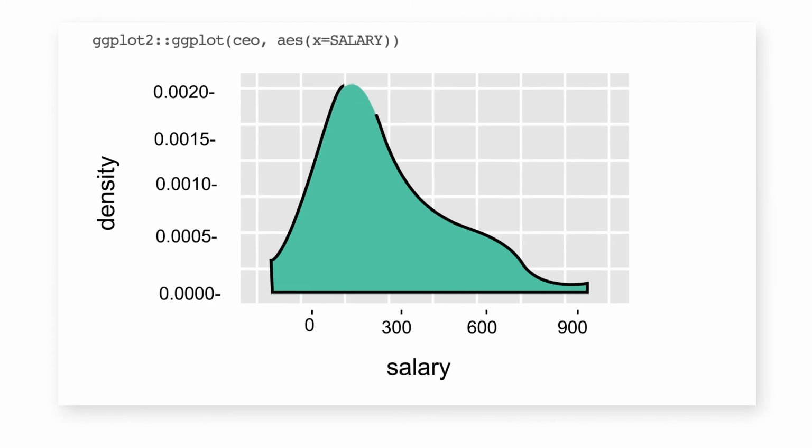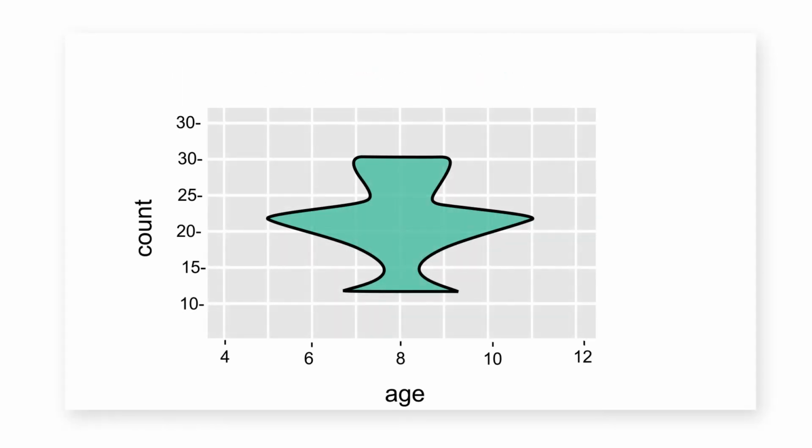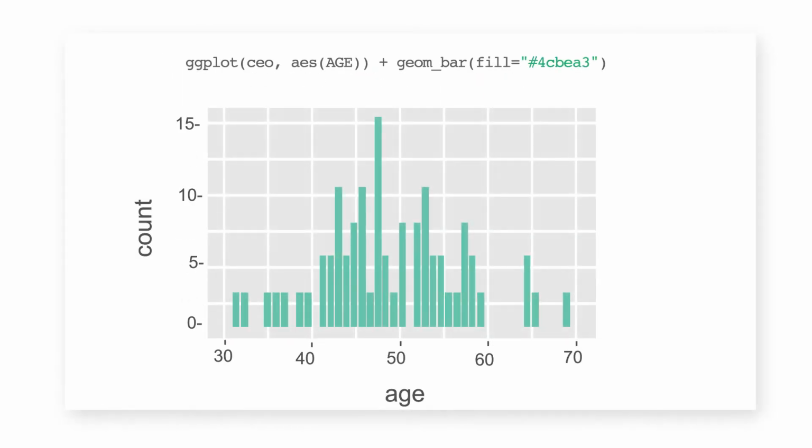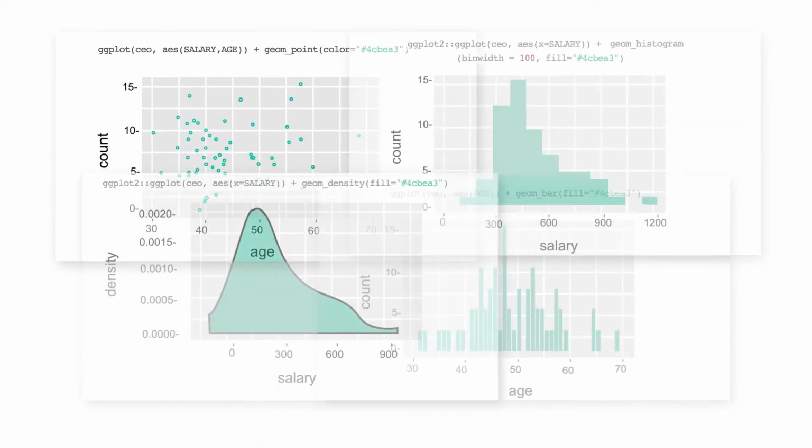ggplot for density plot. For example, to plot a density plot, use geom_density and just pass in the x value, since this is a univariate data graphic. ggplot for a histogram. To plot a histogram, you can use the geom_histogram function. There are many more ggplot geom types, such as geom_violin, geom_bar, geom_point. Go ahead and try them out using the CEO dataset.